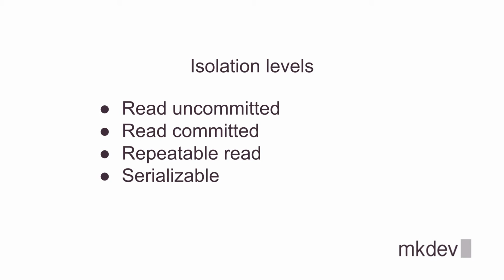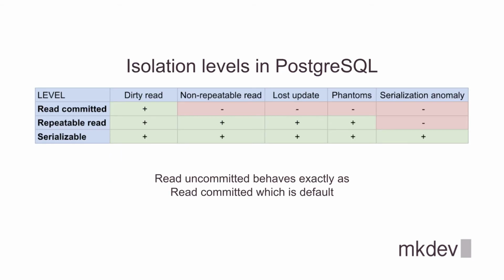In classic theory, there are 4 levels of transaction isolation and the exact behavior for some of them depends on the database. In the case of Postgres version 13, they are defined the following way: read uncommitted, which behaves the same as read committed, which is the default, repeatable read, and serializable. One can see a plus sign if the isolation level is free of the phenomenon.